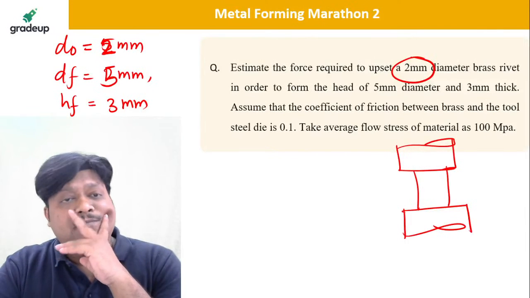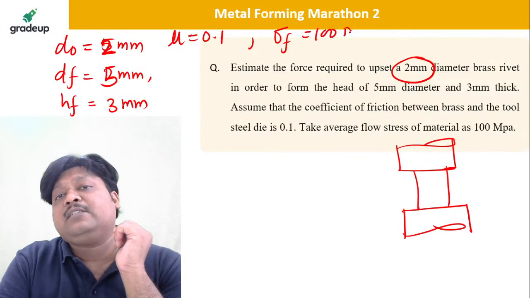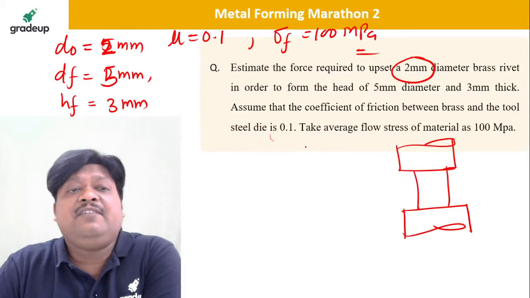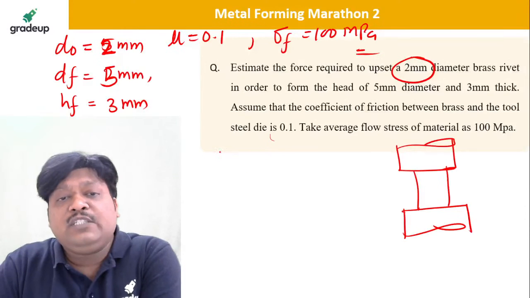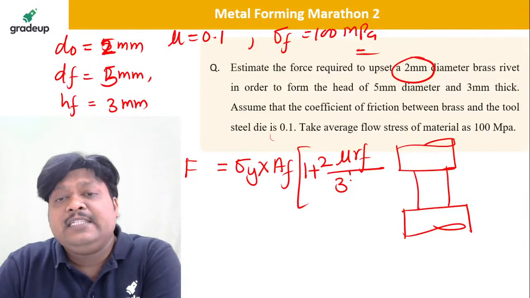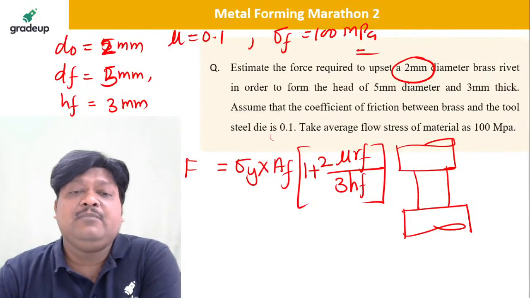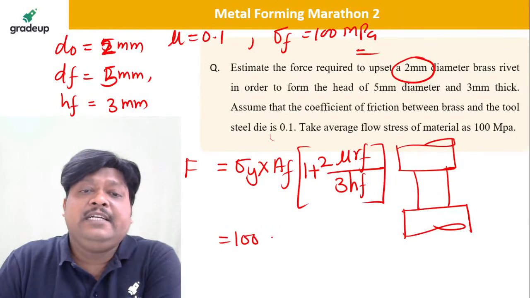Now check it out. Coefficient of friction mu is equal to 0.1. The flow stress is how much? 100 megapascal. Okay. Now calculate the original and final diameter you require. So final height is there. Very nice. So what is the formula actually? Force is equal to sigma y into A_F into bracket 1 plus 2 mu R_F divided by 3 times H_F. Yes, sigma y is how much? 100. A final is pi by 4 D final square.